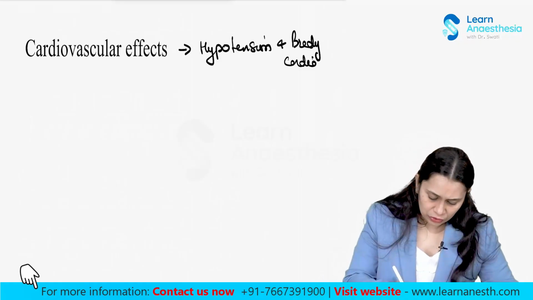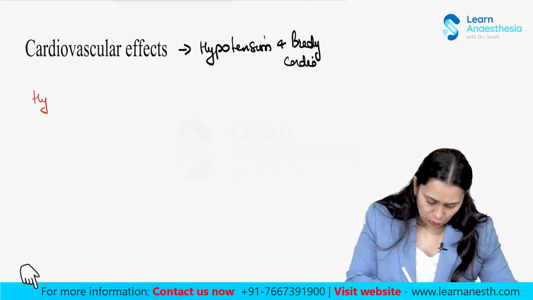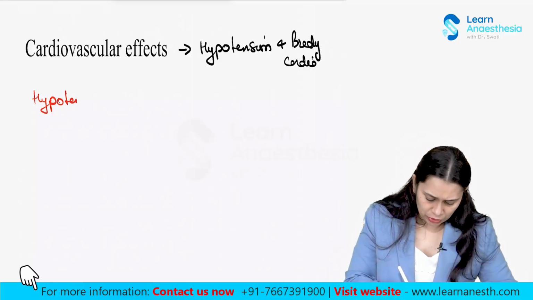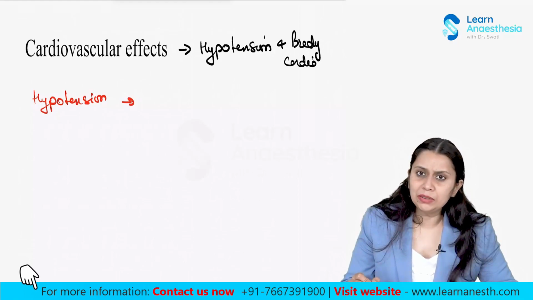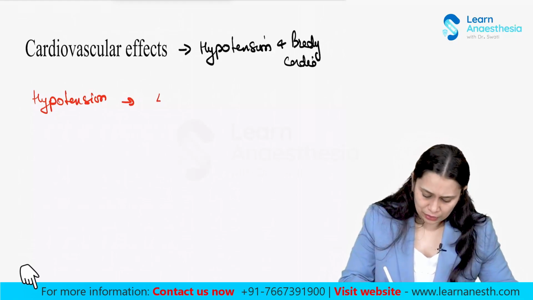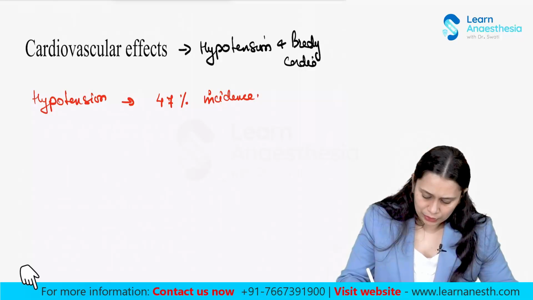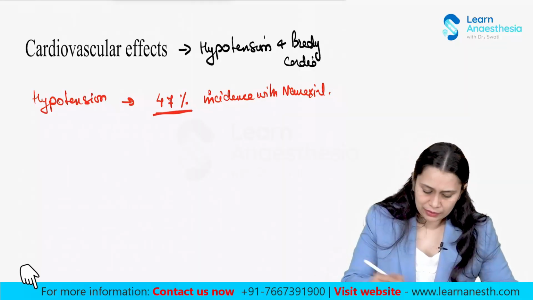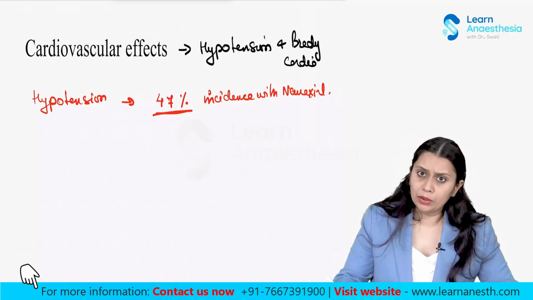Now let's first talk about hypotension, which is the commonest complication we see with neuraxial anesthesia. There is a 47% incidence of hypotension with neuraxial, right? Why is this happening? This is happening due to two important reasons.